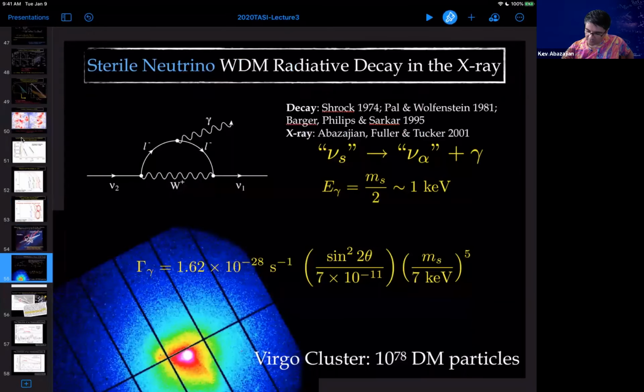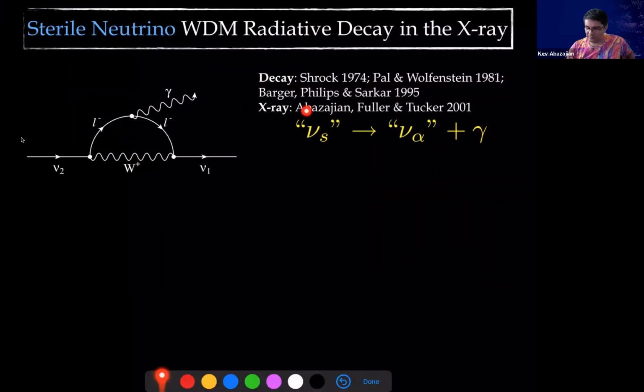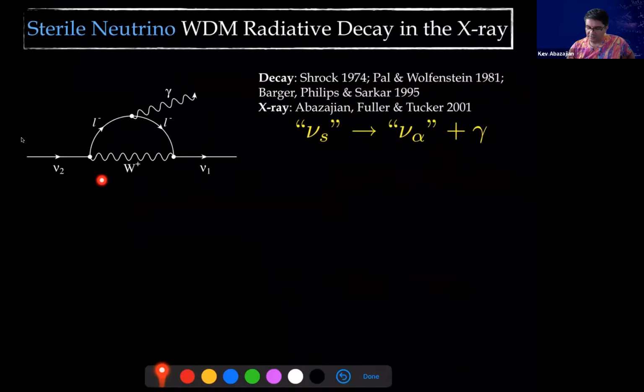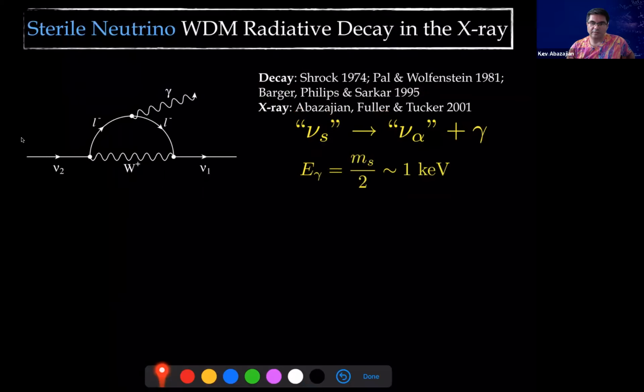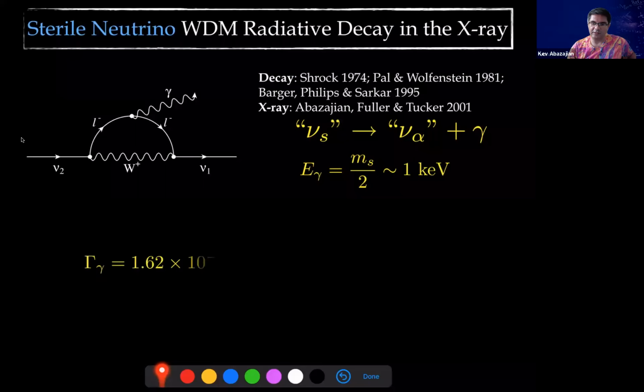And the reason why it's relevant is that the sterile neutrino is not purely sterile. To get produced, it has to mix with the active neutrinos, and that mixing allows for this loop decay diagram to be non-zero. It produces a radiative decay. So the thing that's mostly sterile, in free space, is actually a mass eigenstate, and it decays to a thing that's mostly active and a photon. The energy of the photon is half the rest mass of the sterile neutrino, or the mostly sterile state.